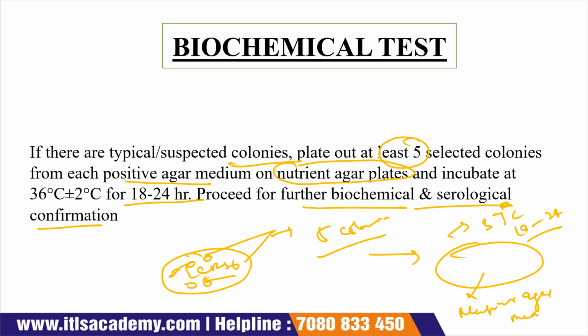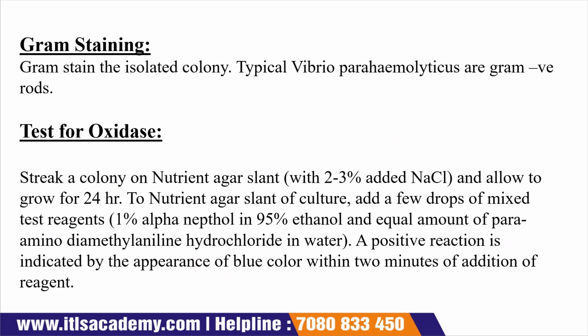Now the first test that we are going to perform is gram staining. So again, we do a gram staining, and when we do a gram staining, we get pink colonies, which indicate that it is what? It is a gram negative bacteria.